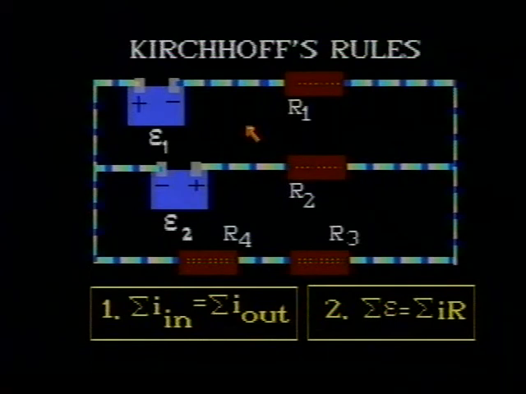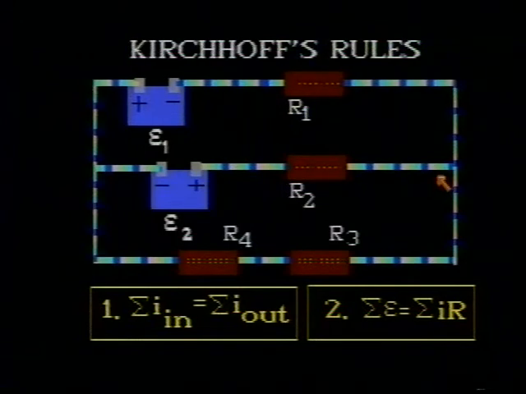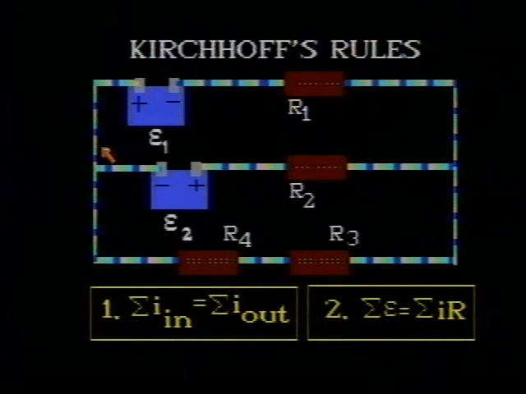Before we look at these rules, we first want to define a few terms. A branch point is a point at which three or more conductors in a circuit meet. This is a branch point here. There is another branch point over here. A branch in a circuit is that part of a circuit between two branch points. This is a branch here, there is a branch here, and there is a branch down here.